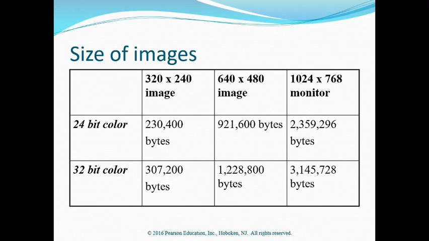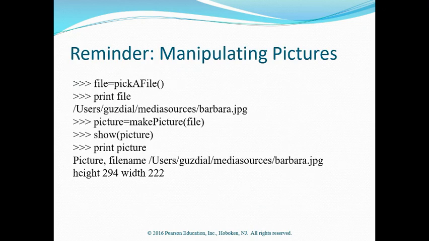So the size of images. In this matrix, we can see different combinations. So a 320 by 240 image in 24-bit color, and then there's the number of bytes. And then we can see that the bigger the monitor resolution, and the higher the bits of color, the more bytes it takes for the size of the image itself.